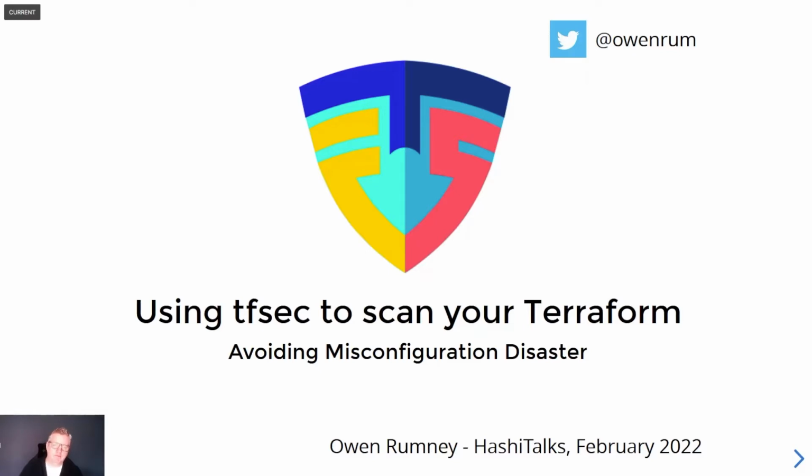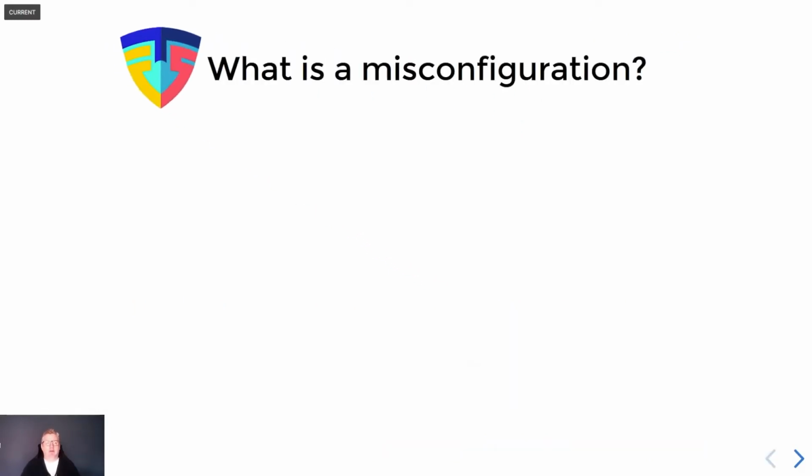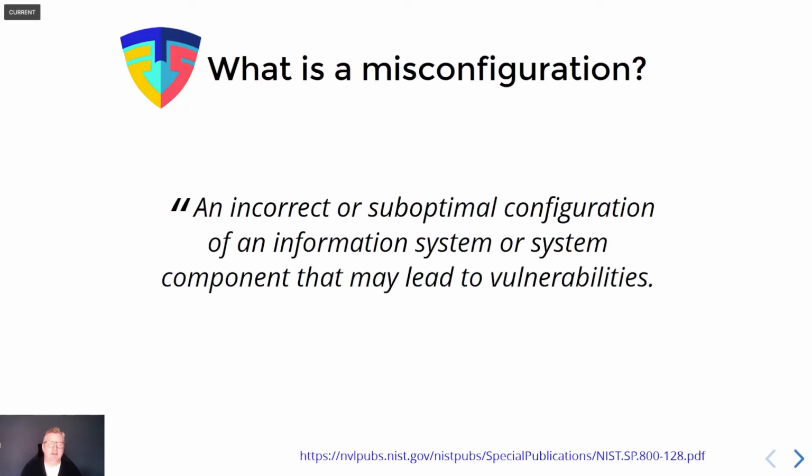So what is a misconfiguration? Well, according to NIST, a misconfiguration is an incorrect or suboptimal configuration of an information system or system component that may lead to vulnerabilities. So that's to say it is a setting that may have been left as default. It may have been actively set to a value thinking that it would do one thing when it would actually do another thing. Or it could be a deliberate action, where someone's trying to sneak through a change that could allow a platform to become compromised.